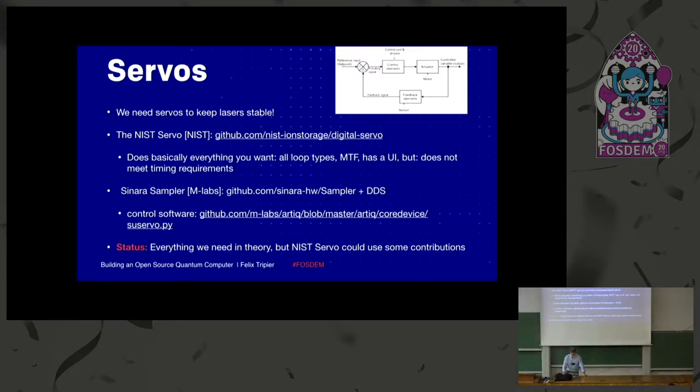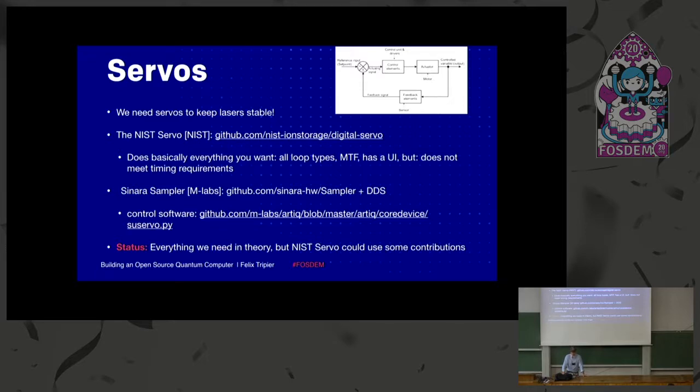So for servo space, we have the NIST servo, which is an extremely full-featured servo from NIST. It does basically all you want, has all these different control methods. So it can correct a lot of different error types, has a UI. The NIST servo tells you everything you need to know about servos. It does everything you'd want from a servo. Unfortunately, the hardware is flawed. So for people from more of a hardware and electronics background, you probably need to go in and rewrite some of this hardware code in order to get it at the level of quality which you need to run a quantum computer.